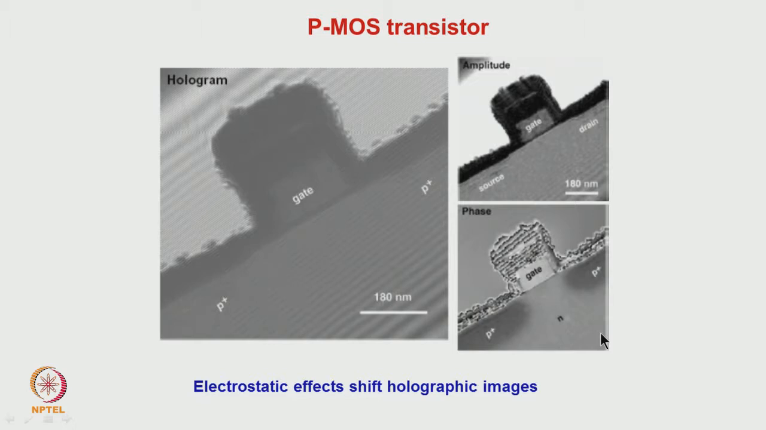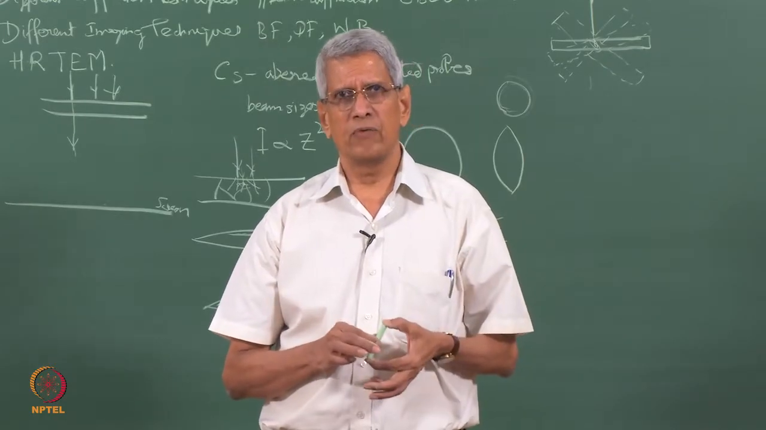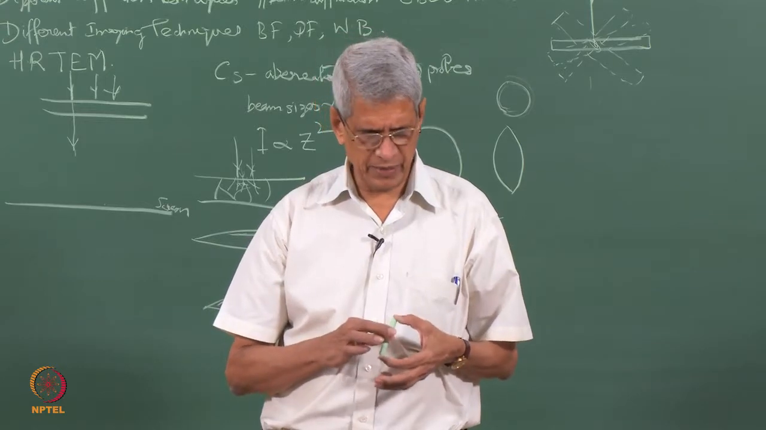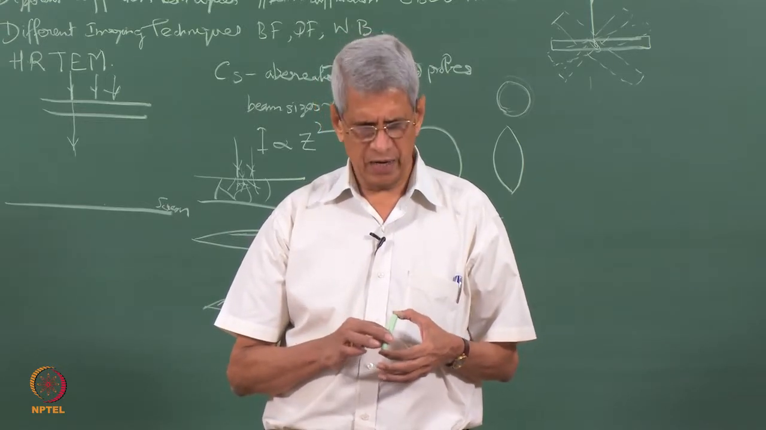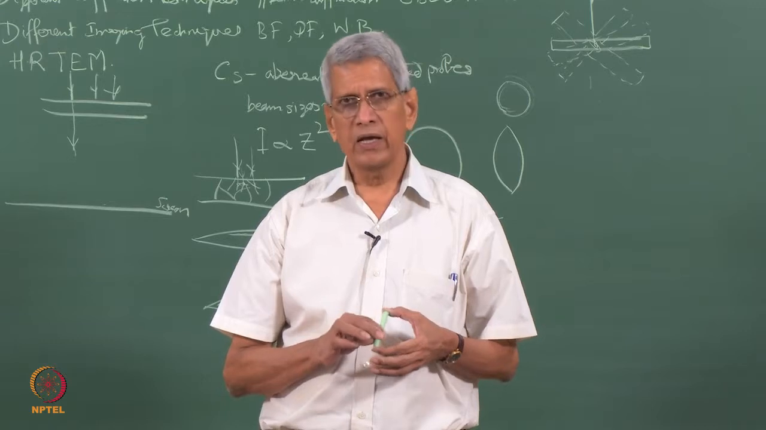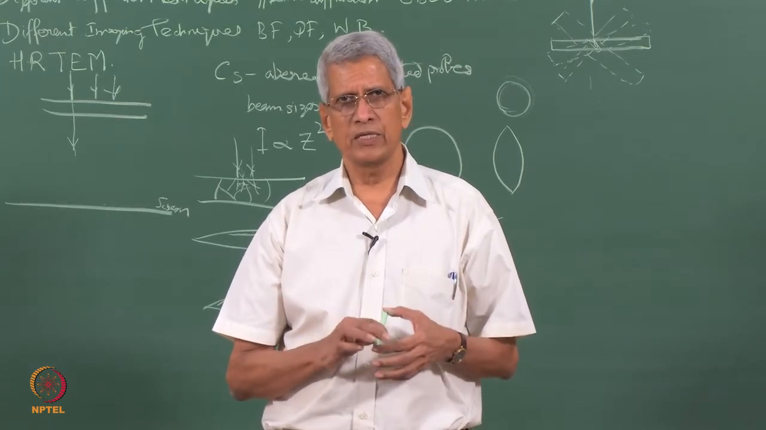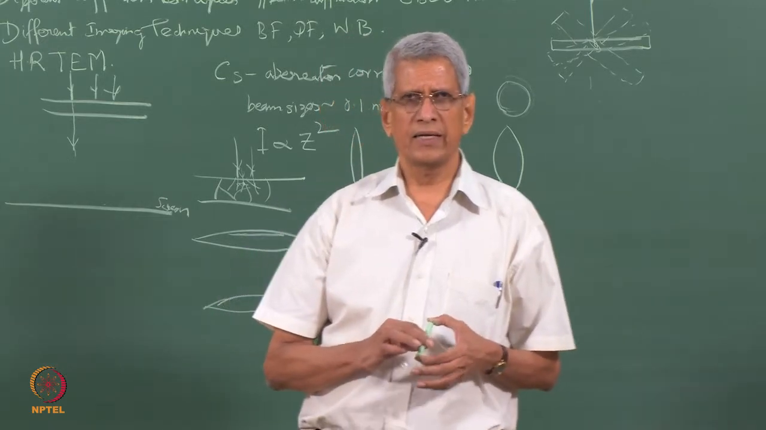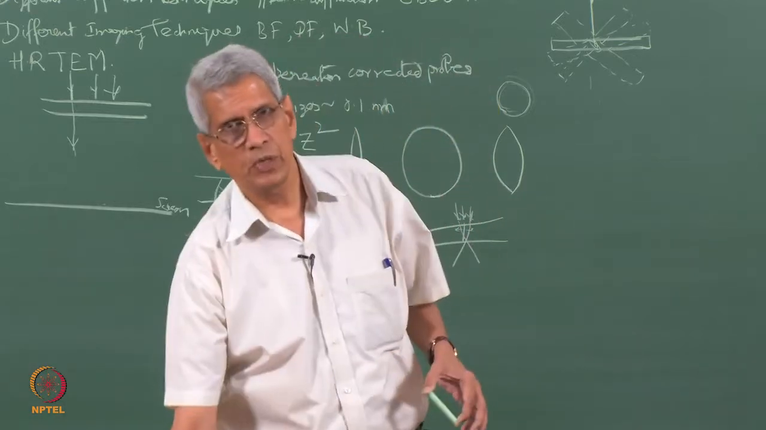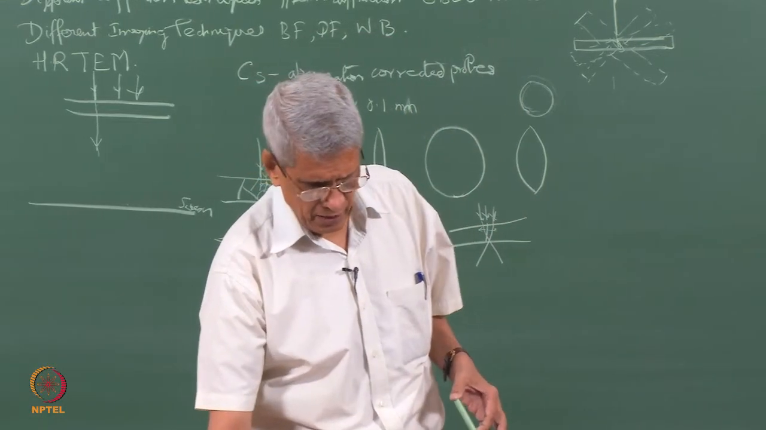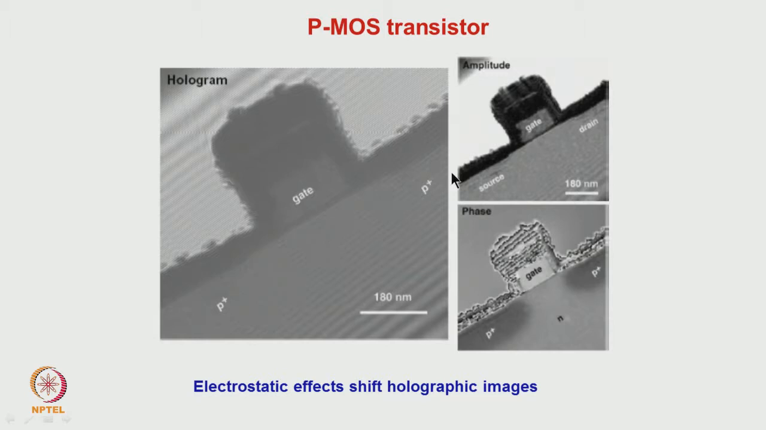That is, not only for magnetic material, the magnetic potentials, but electrostatic effects also bring about changes in the holographic images. That gives information about the electrostatic potentials. That information also could be obtained using electron holography.